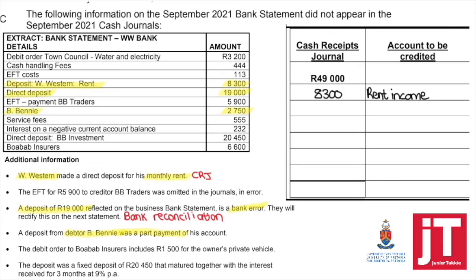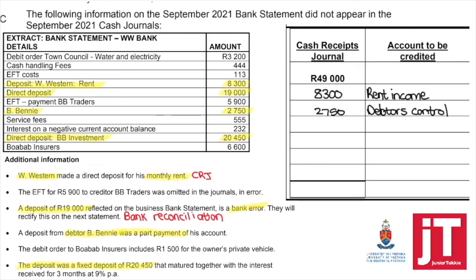Then we've got an amount there, B. Benny, 2,750. Again, was this payment made to Benny or was it money received? So the additional information, a deposit from debtor, Benny, was a part payment of his account. This means that the business received money in the cash receipts journal, 2,750. For what reason? Debtors control. This person is a debtor. So the contra account, debtors control.